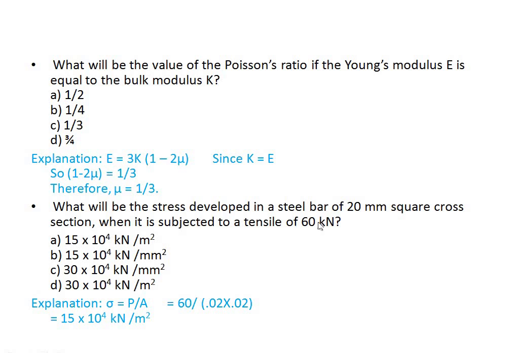And what will be the stress developed in a steel bar of 20 mm square cross section when it is subjected to a tensile load of 60 kilonewton? So stress is asked. So we know the relation for stress: stress is equal to load by area. The load value is given, and the area is indirectly given as a square rod of 20 mm cross section. So we can calculate load by area. The dimension is given in mm and I have converted it into meters, so I can get the value.